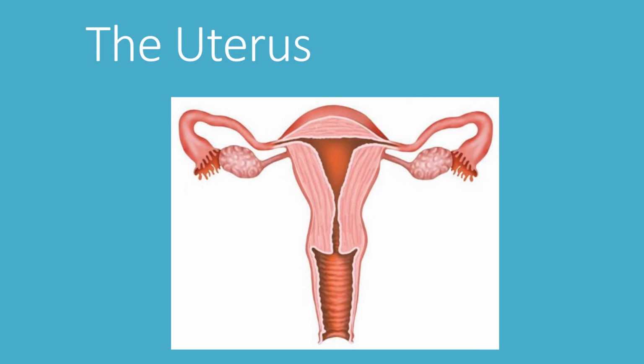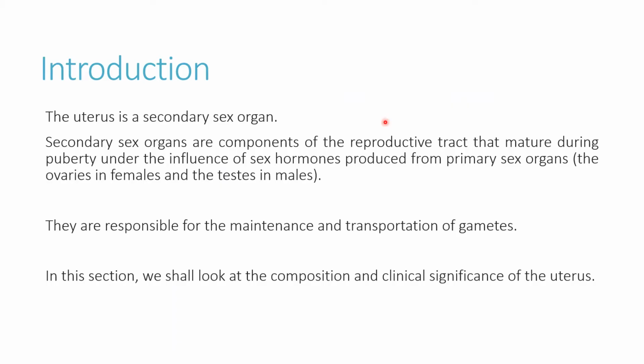Hello friends, in this video we shall look at the anatomy of uterus. Uterus is a secondary sex organ. Secondary sex organs are components of reproductive tract. They mature during puberty under the influence of sex hormone.